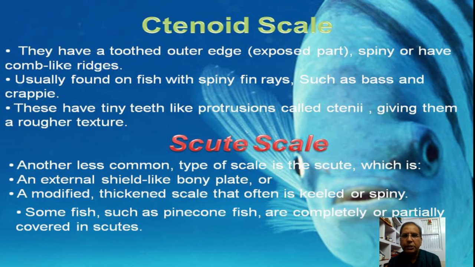So next is the scute scales. Another less common type of scale is the scute, which is an external shield-like bony plate or a modified thickened scale and is often keeled or spiny. Some fishes such as the spiny conefishes are completely or partially covered in scutes.